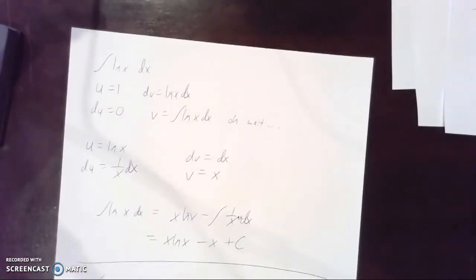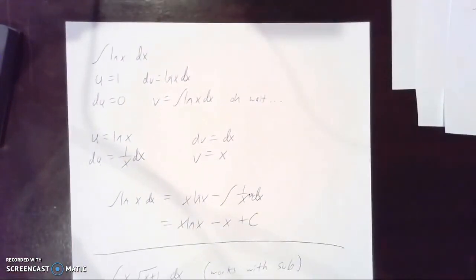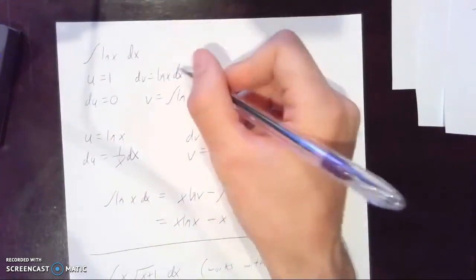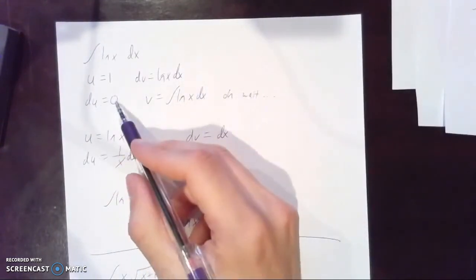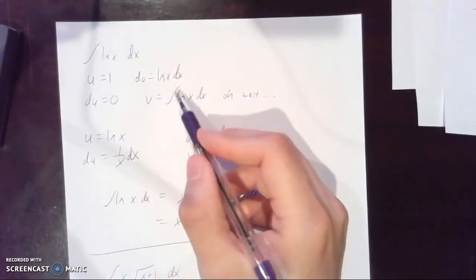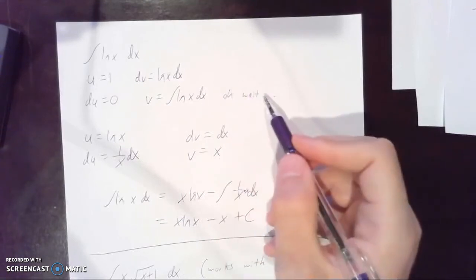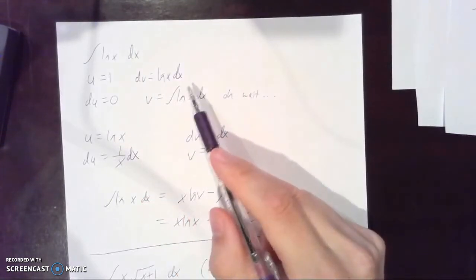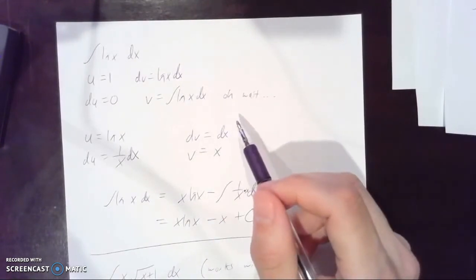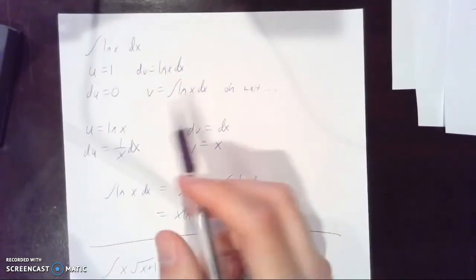Two more examples. Integral of natural log of x dx. This is a little weird because we don't have two functions here. Well, what if we said u was 1 and dv was natural log of x dx? Then we could say du would be 0, and v would be the integral of natural log of x dx. Oh wait, that's a bad choice because we can't do this problem unless we can do this problem. So we've just kind of put ourselves in a little bit of a circle here. So let's try something else.